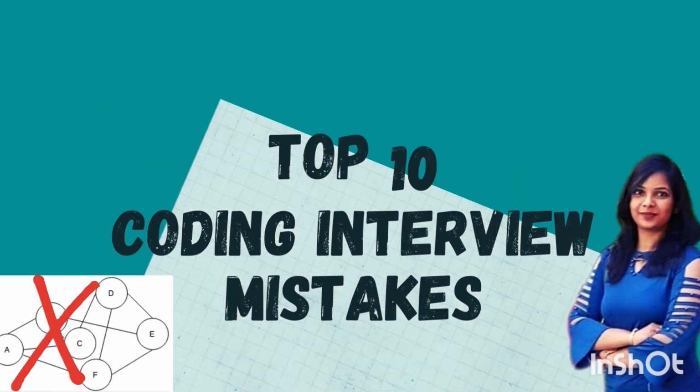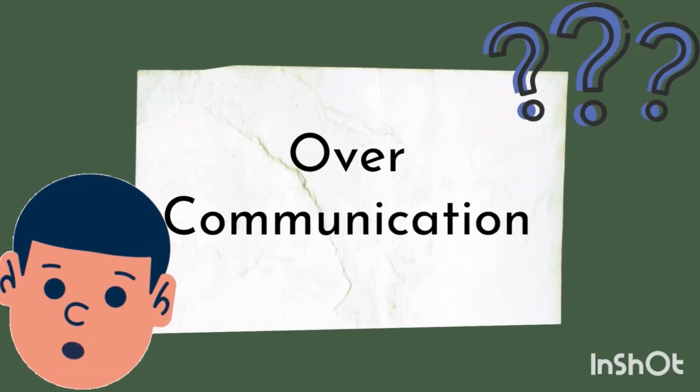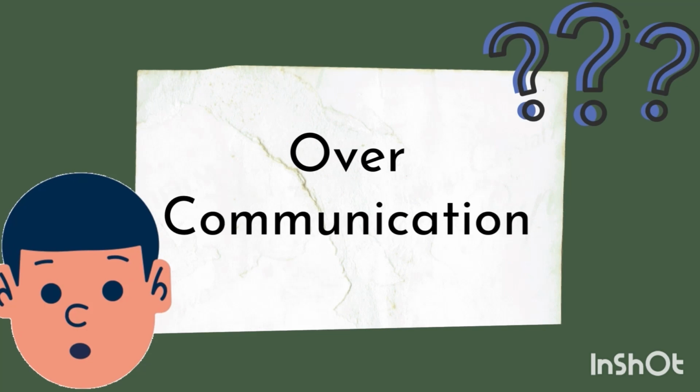So the first mistake that people make is over communication. When no solution comes to your mind or you do not know what to say, people just start saying anything. You should tell what the solution of the problem is or what your thought process is, but you can also take time to think. You can just say, okay, I'm taking 1 minute, let me think about it.